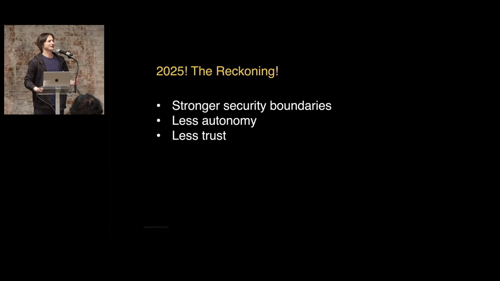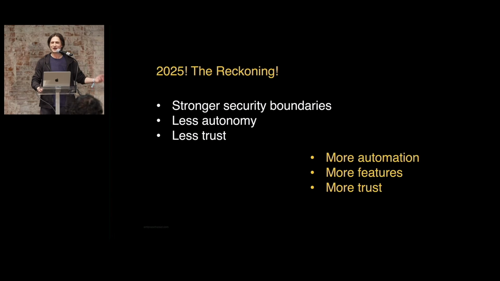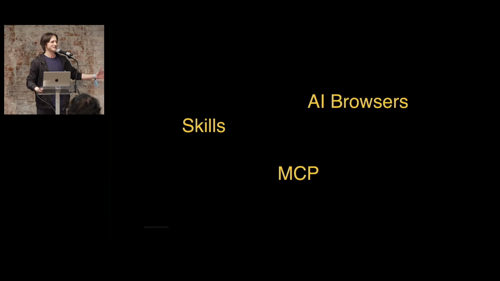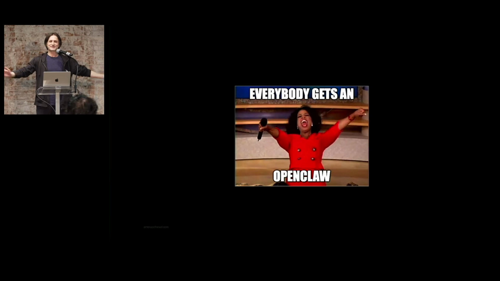So last year I thought, this is the year everything is going to change. We're going to have stronger boundaries. We're going to add less autonomy with less trust, right? The opposite is happening. We have more automation, more features, more trust. We have MCP, we have skills, we have AI browsers for some reason. And we all got OpenClaw, right? And so things are moving really, really quickly.